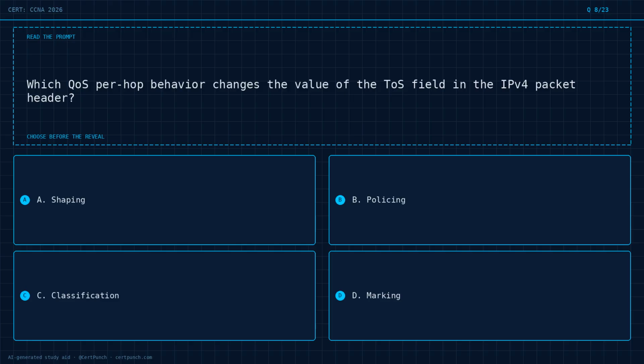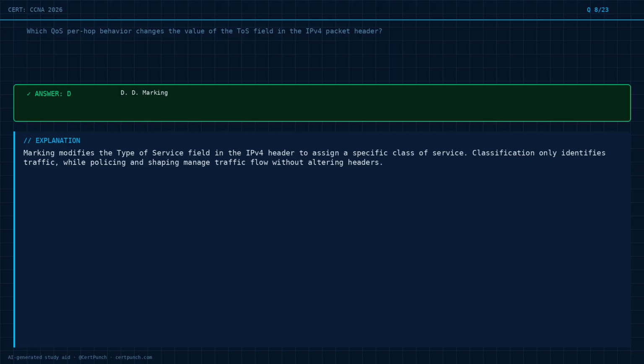Question 8 of 23. Which QoS per hop behavior changes the value of the ToS field in the IPv4 packet header? Option A. Shaping. Option B. Policing. Option C. Classification. Option D. Demarking. Make the call before the reveal. The answer is option D. Why it works. Marking modifies the type of service field in the IPv4 header to assign a specific class of service. Classification only identifies traffic, while policing and shaping manage traffic flow without altering headers.